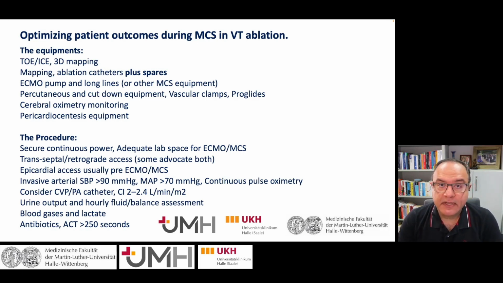In some patients we have to consider a central venous or pulmonary artery catheter for monitoring. Also urine output, hourly fluid balance assessment, blood sugar, lactate, and anticoagulation, especially with an ACT over 250 seconds, should be considered during hemodynamic support.